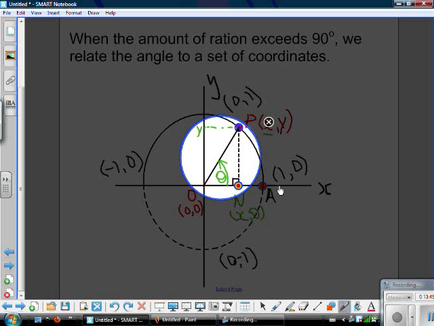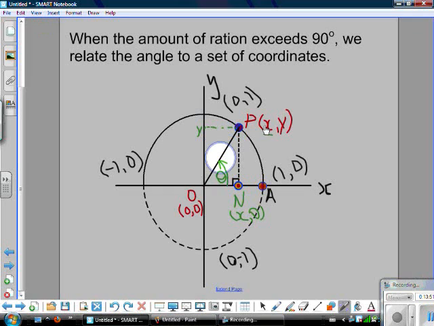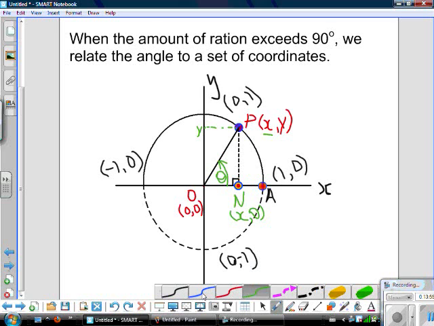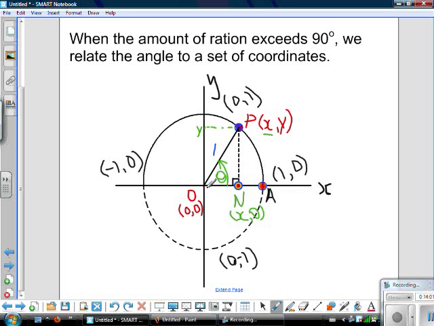So that's what I'm going to put in next. I'm going to put in what we know, and I will do it in blue. So here is our radius, which is 1. I know that the length here is x, and I know the height here, the length of this, is y.